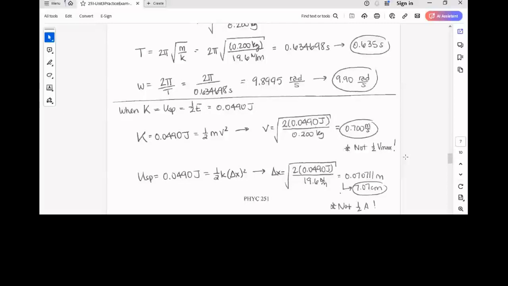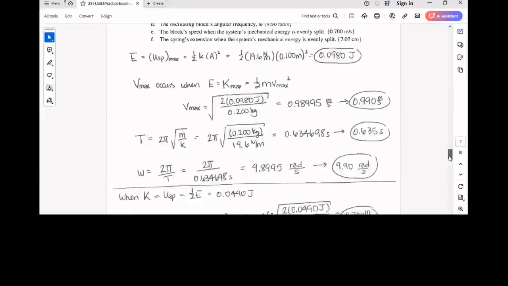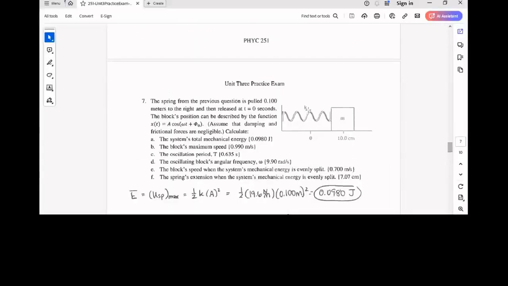When the elastic potential energy is equal to exactly 1/2 of the total system energy, I can set that value equal to 1/2 k times delta x squared, where again, this delta x is not the entire amplitude this time. It's just the spring distortion or the spring displacement that I can correlate to half of the elastic potential energy of the system. So delta x here is going to be the square root of 2 times the elastic potential energy divided by the spring constant, and I get 7.07 centimeters. It's not simply 1/2 of the amplitude that we started off with, because the amplitude was 10 centimeters.